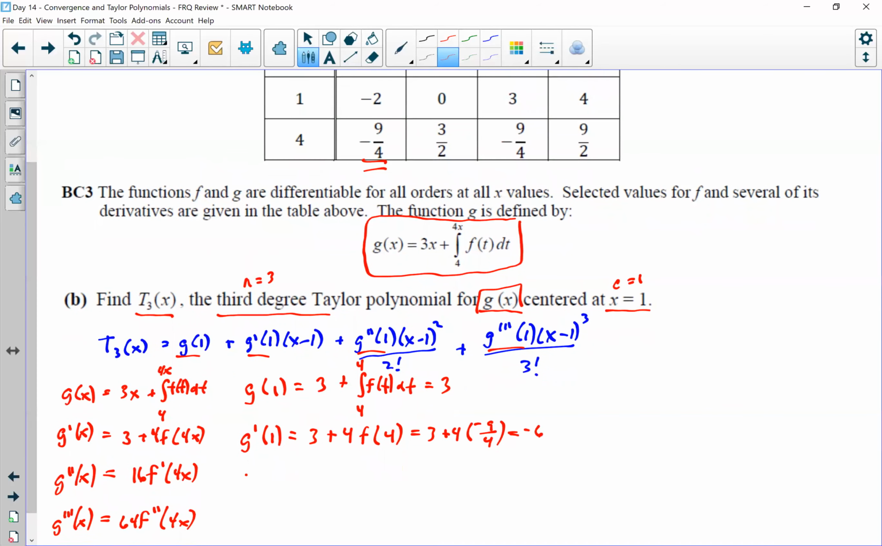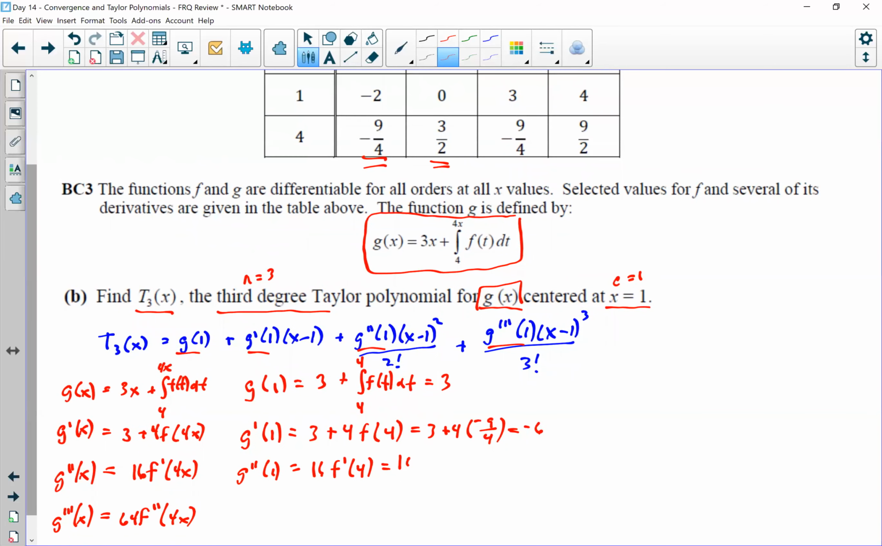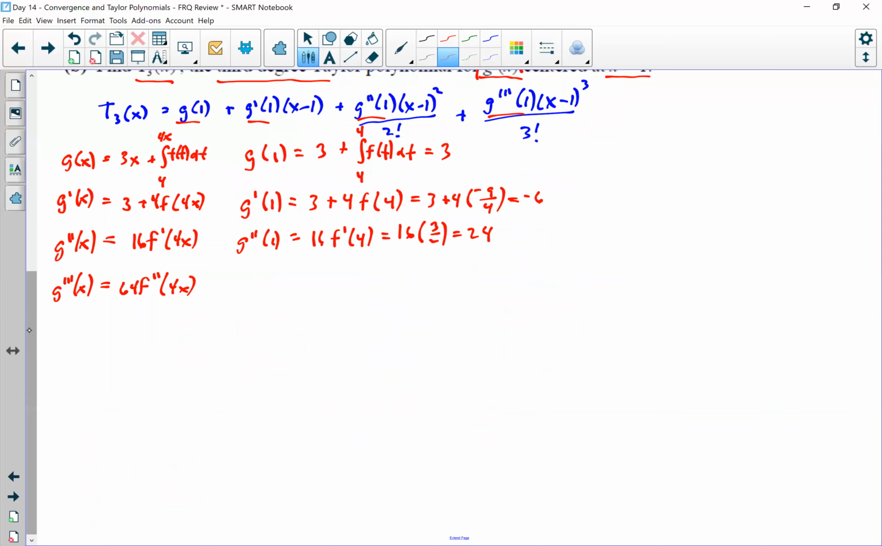And then g double prime of 1, the next term, is 16 times f prime of 4. Well, now we go back to the table. We need f prime of 4, which is just 3 halves. That's going to be 16 times 3 over 2, which reduces to the 16 and the 2 reduced to 8. What is that, 24, I believe, I hope. All right, you can correct me if my math is bad. And then I'm going to extend my screen here a little bit.